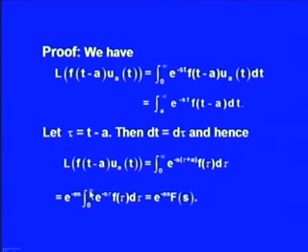Now, integral over 0 to infinity e to the power minus s tau into f(tau) d tau is the Laplace transform of the function f(tau). So, we can say it is equal to F(s), and thus we get the Laplace transform of f(t minus a) u_a(t) equal to e to the power minus a s into F(s).